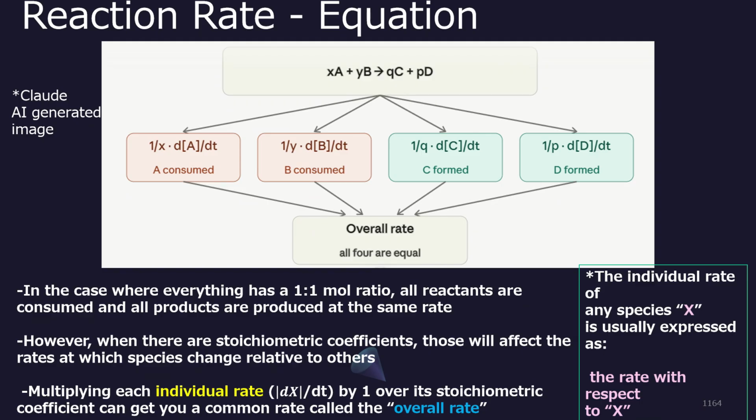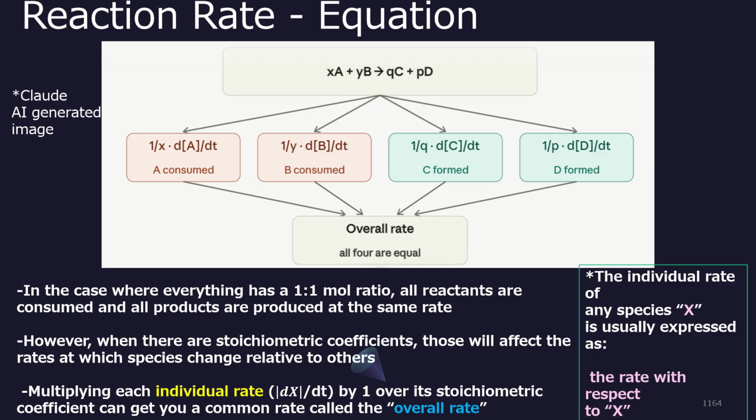Now, there exists a relationship where you can find the rate with respect to each part of this equation. You can find a rate for A, a rate for B, a rate for C, and a rate for D. And if they are all 1-to-1 ratios, all stoichiometric coefficients of 1, they will all have the same rate compared to each other. But if there's any kind of stoichiometric coefficient, like 2A plus 3B goes to C plus 3D or something, where all those x, y, q, and p are different, suddenly individual species in this will have a different rate than the overall rate.